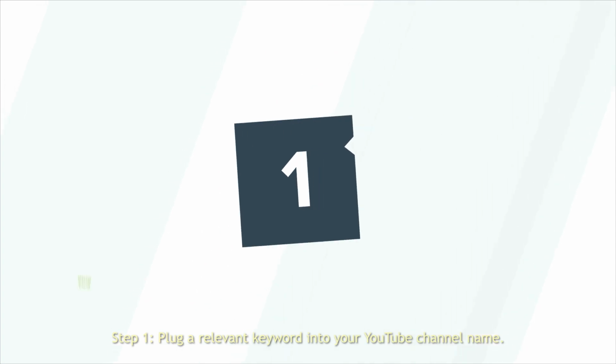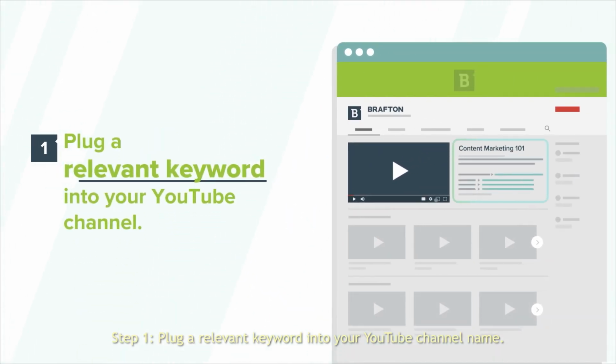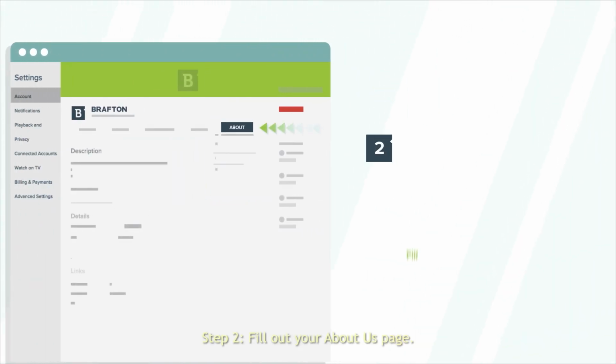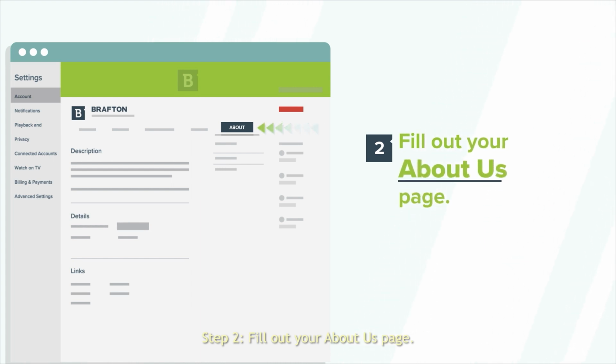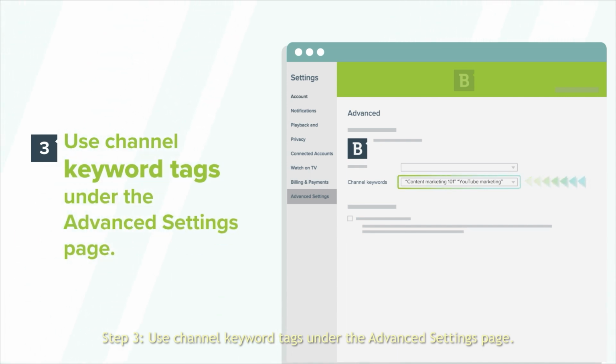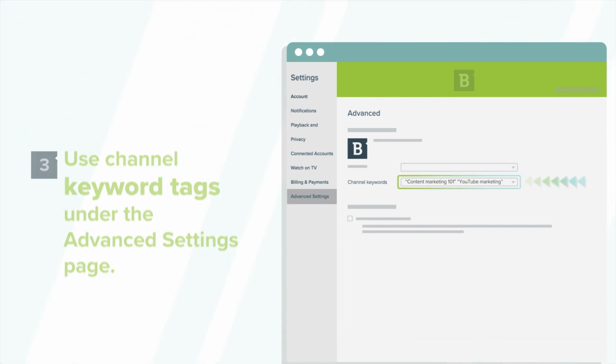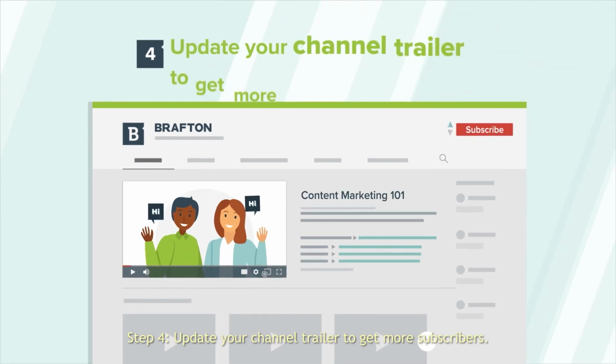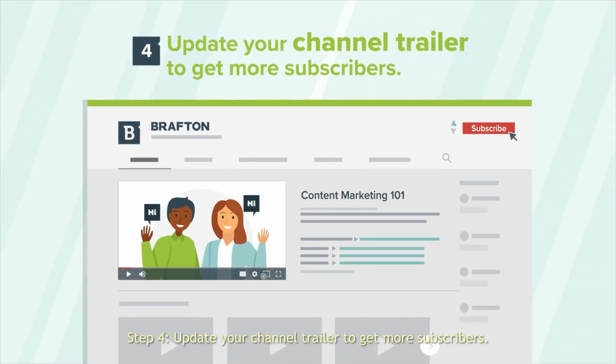Step 1. Plug a relevant keyword into your YouTube channel name. Step 2. Fill out your About Us page, and don't forget about including keywords. Step 3. Use channel keyword tags under the Advanced Settings page. Step 4. Update your channel trailer to get more subscribers.